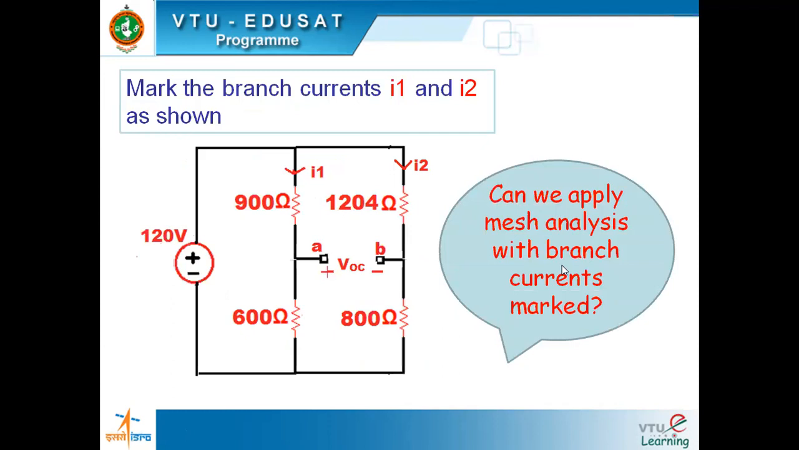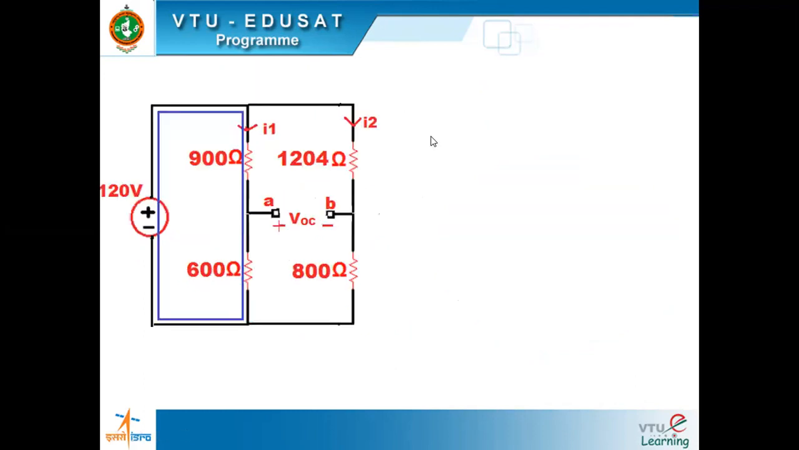Can we apply mesh analysis with branch currents? No, it's not mesh analysis. Sorry, it's just KVL. We're not applying mesh analysis. Mesh analysis is applied when we mark the mesh currents, and we are not marking mesh currents. These are branch currents, mind you. The same problem can be done by marking the mesh currents, and you should get the same answer. So how is this being solved? We have marked I1 and I2, which are branch currents, not mesh currents.